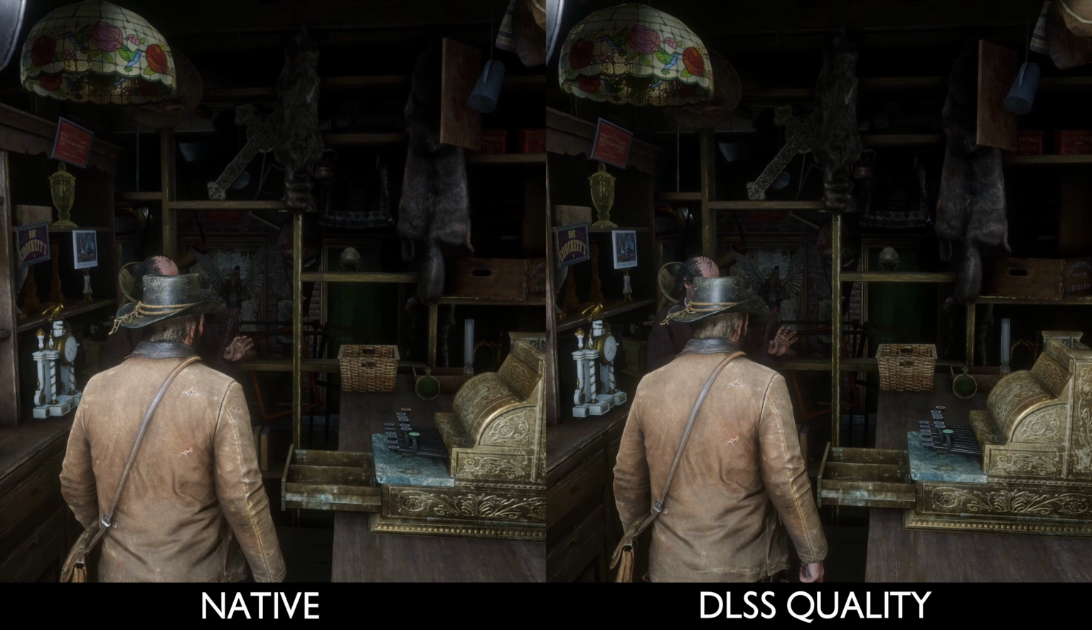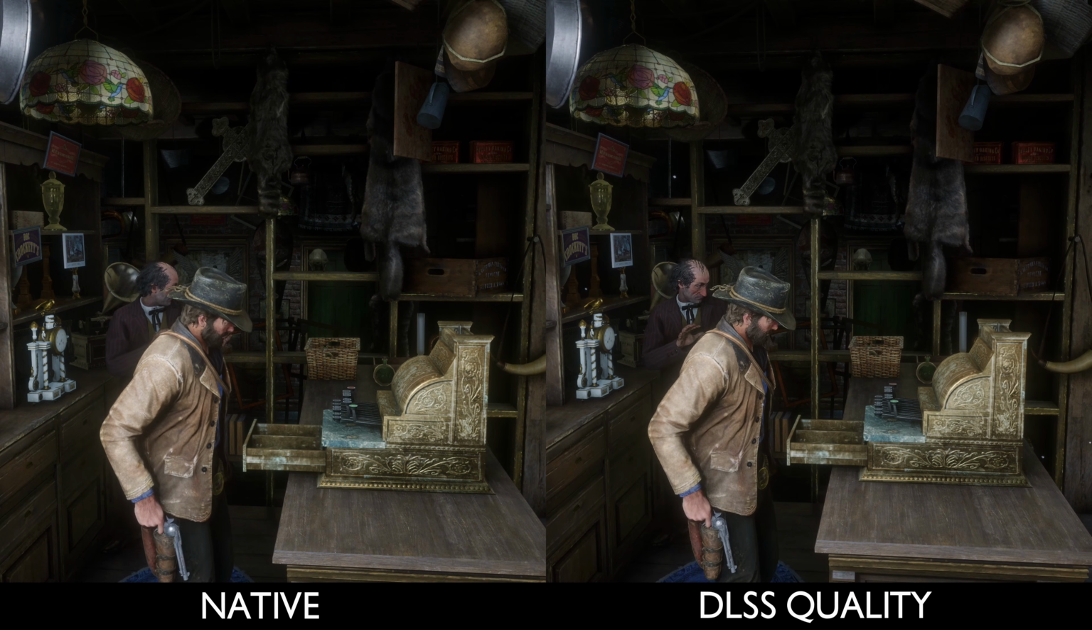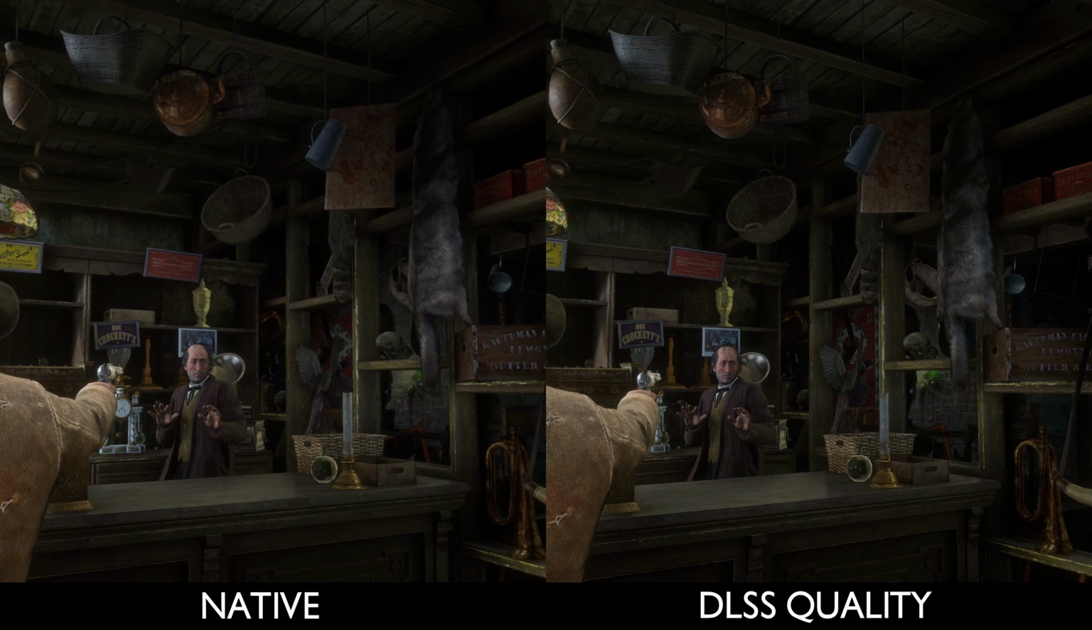Now, mind you, the more pixels you give the GPU to work with, the better the outcome. This is why 4K gaming typically benefits the most from this, as it has the most amount of base pixels to work with at each quality level.